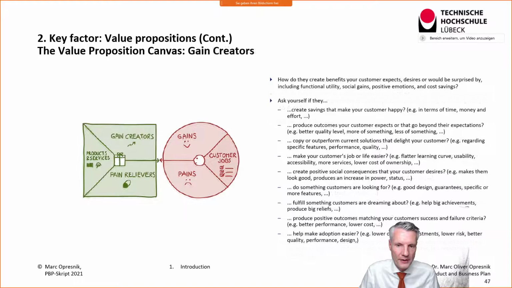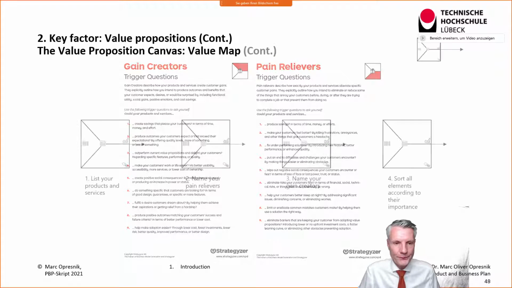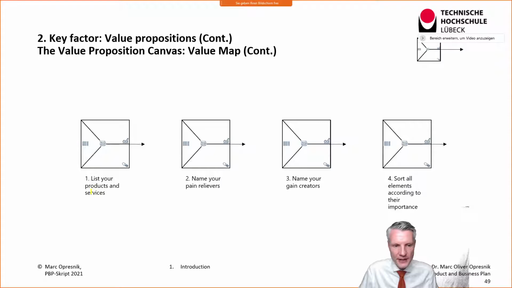Here is a quick summary again. So list your products and services. Name your pain relievers, second step. Name your gain creators. And what is also useful to do is sort all elements according to their importance. Not the importance as seen from the company, but as seen from the customer segment you're targeting.